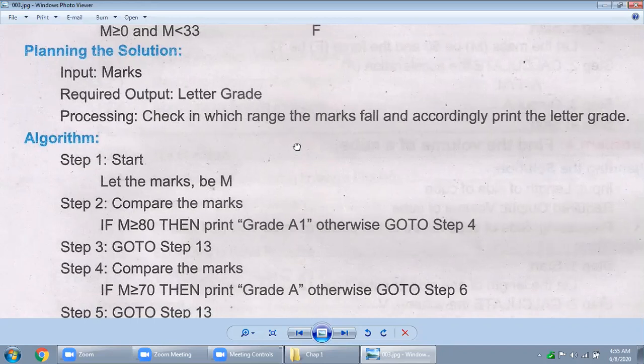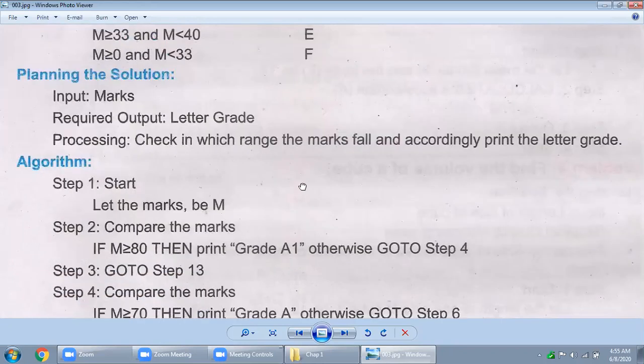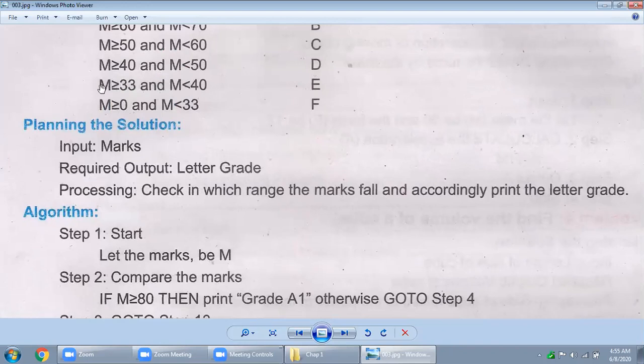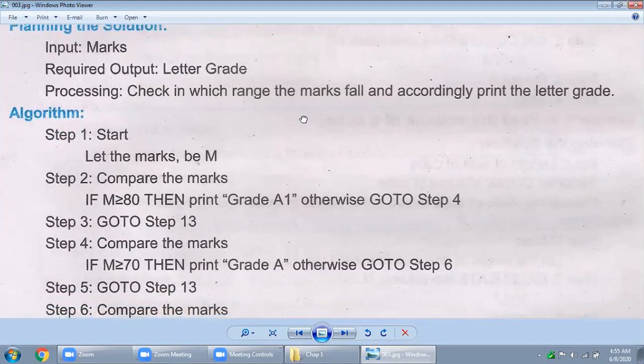Processing. The processing part is a little bit interesting. Check in which range. So the range is this one, and you will compare this range. If you have input the marks in this range, obviously if you have obtained the marks in this range, then the grade is C, and so on. So this is our processing part.